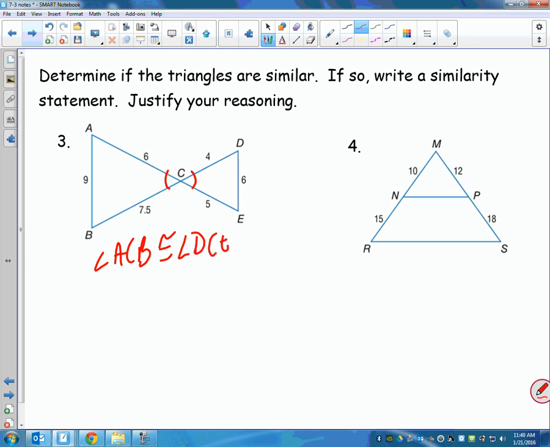Sometimes I have to redraw these. I'm not a very visual person sometimes, and I have to redraw the things. Because of vertical angles. And then I'm going to check the ratio of the sides. So I'm going to say 6. Which side would 6 go in?